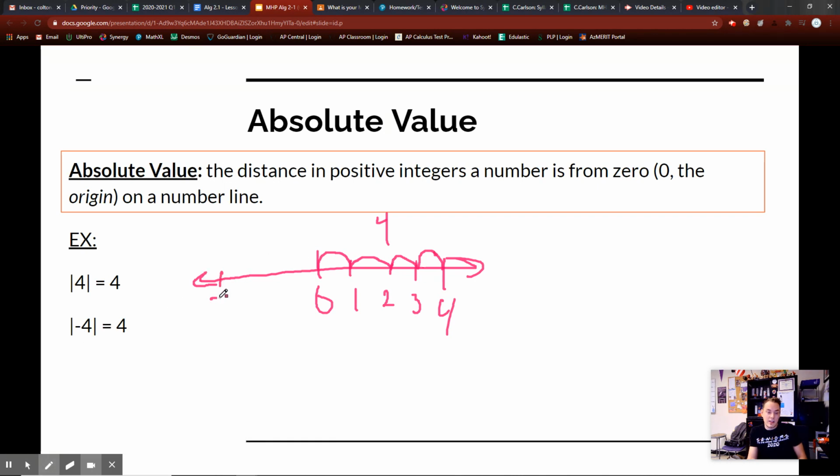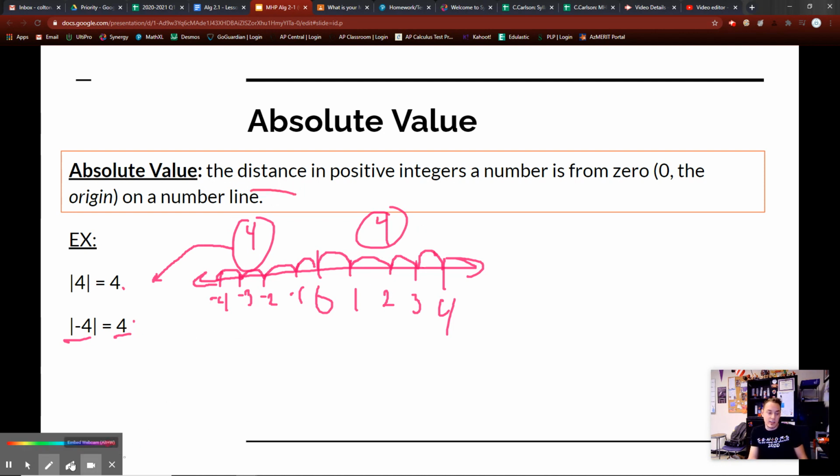Well, again, if I had negative 4 over here, this is negative 3, negative 2, negative 1. How many units is negative 4 from 0 on the number line? So this is 1, 2, 3, 4. So it's also 4 units, which is exactly why we got 4 right here and 4 right here. So basically, whenever there's a negative inside, it doesn't matter. Just make it a positive. Nah, seriously, I want you to understand that it's distance. It is distance. All right, let's move on.